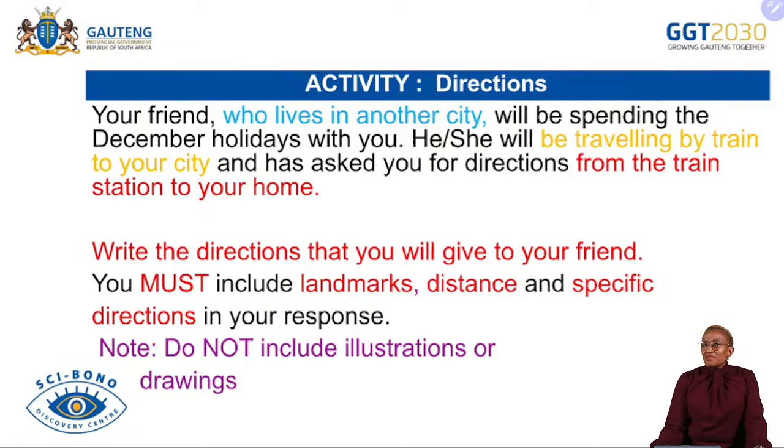Do we have landmarks? Yes, we do. Do we have the distance? There's no distance there. Do we have any specific directions? No, we don't. Have you adhered to the length of the text? Definitely not.